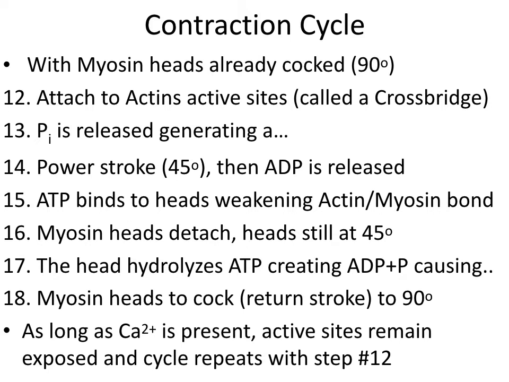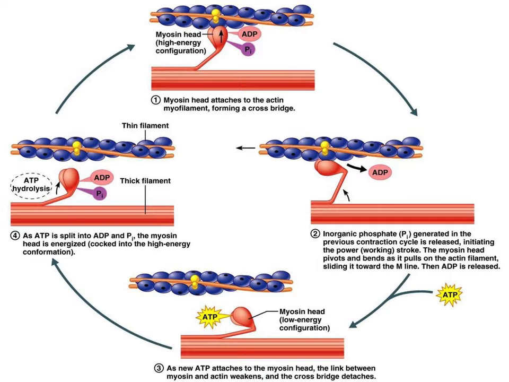Inorganic phosphate, do you remember from general biology? We talked about ATP, ATP, ATP. Well, inorganic phosphate, just a loose phosphate, is released. Where is it? It's in the head. You see that dark purple, the purple there at the top? There's Pi, there's inorganic phosphate.